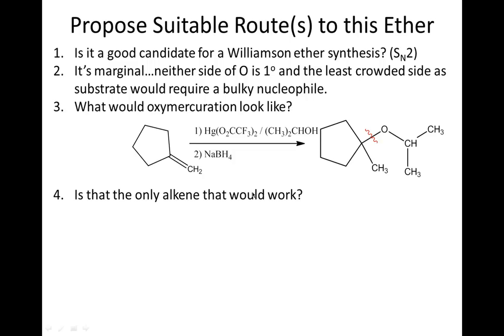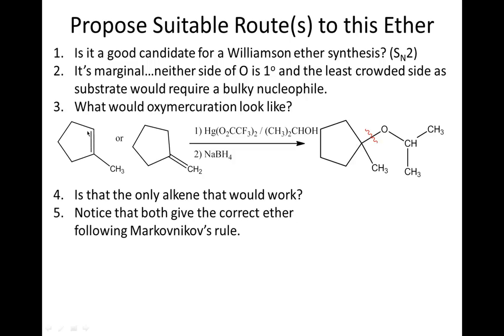Our other choice then would be, what if we put the alkene inside the ring? So if we put it inside the ring, again, we think about the Markovnikov would put the hydrogen here and the oxygen group here, and that is the product that we want. So either one of these two alkenes would work in the oxymercuration process with this alcohol, and would give us the right product.